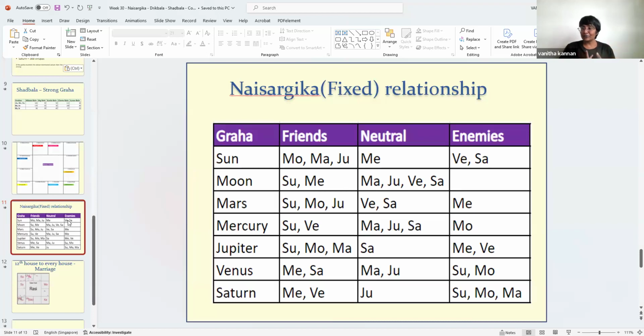And the neutral: even though he is a young prince, he could not show enmity to his commander Mars. So he maintained a neutral relationship. Jupiter is a strict guru, so he becomes neutral to him. And Saturn is not an enemy, because he is also son of Surya. He doesn't show enmity to Saturn also. For Mercury, Mars, Jupiter, and Saturn become the neutral relationship.